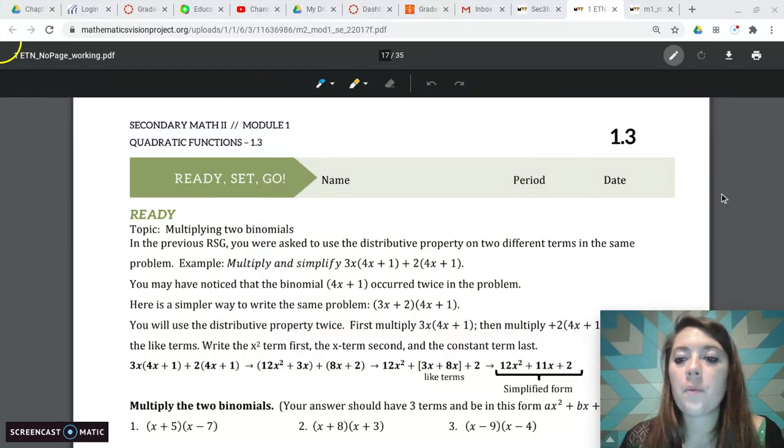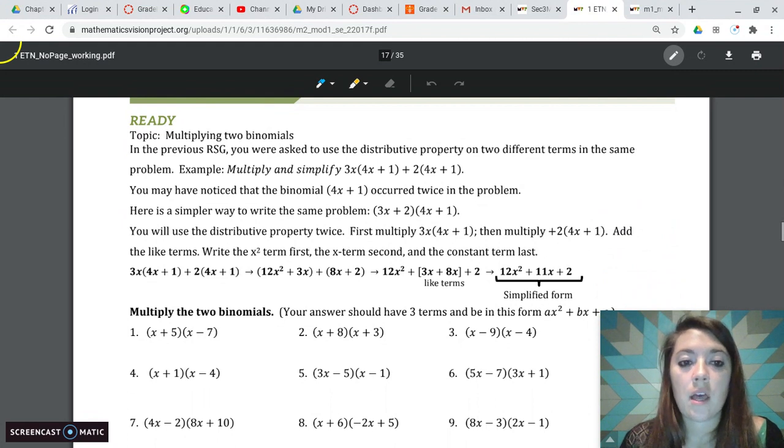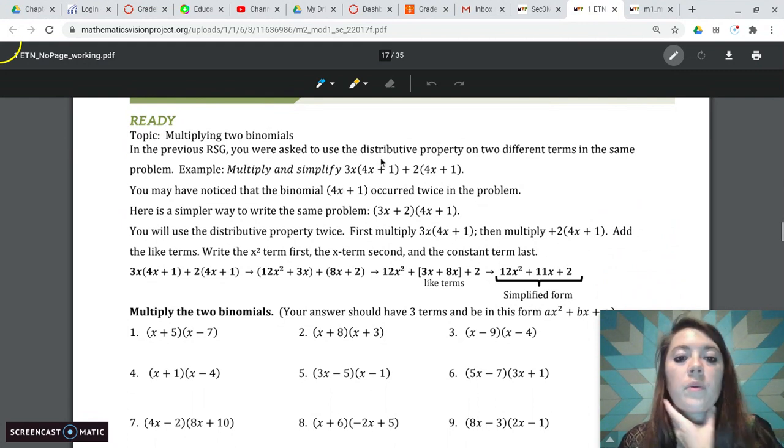All right, so what we are looking at here is multiplying two binomials. We've looked at the distributive property on two different terms in the same problem, multiply and simplify as such. You may have noticed the binomial 4x plus 1 occurred twice in the problem. Here's a simpler way to write the same problem: the quantity 3x plus 2 times the quantity 4x plus 1.